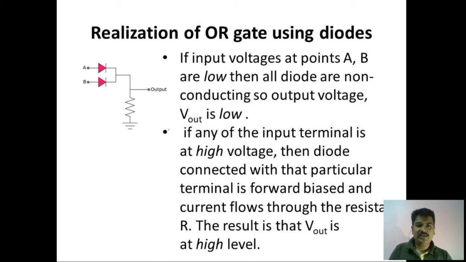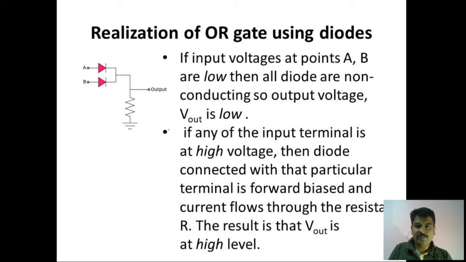Okay, look at the second and third combinations where any one of the inputs is high. If one of the inputs is high, either A is 1 or B is 1, in that case, if A is 1, this diode D1 will be under forward bias because 1 is connected to P type. This diode conducts. So you can expect an output voltage for the second combination. So output voltage will be high for the second combination.